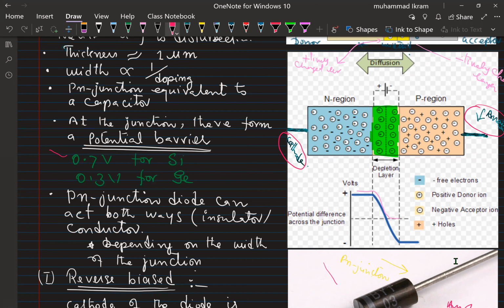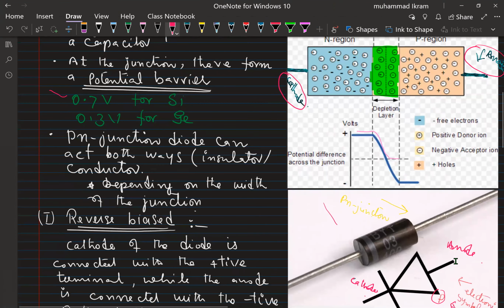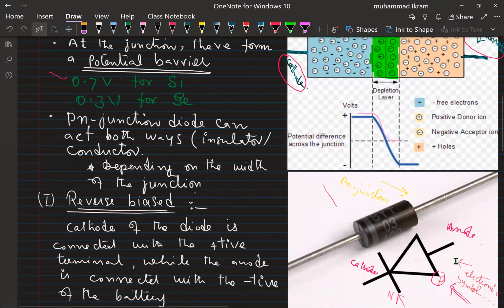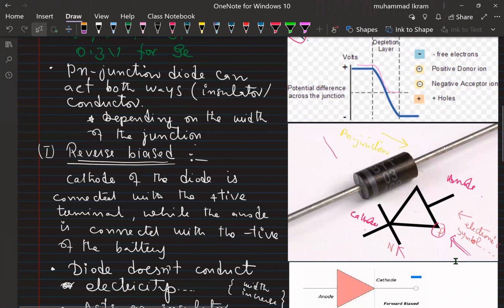Now let us see, as I told, this is the anode, and this inside is the cathode of the diode. Here you see, this is the cathode, and here you see, this is the anode.